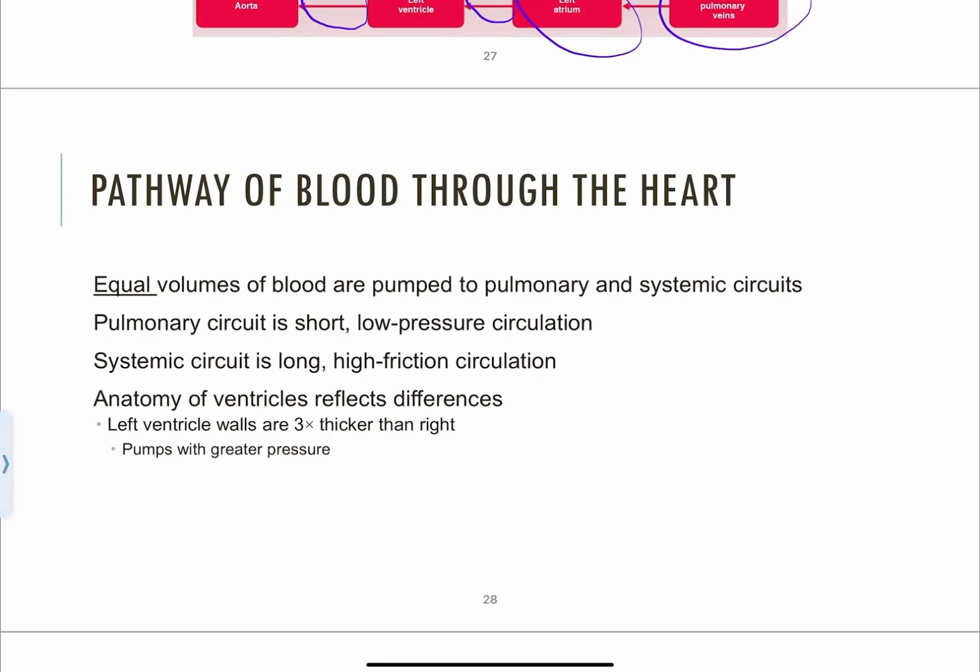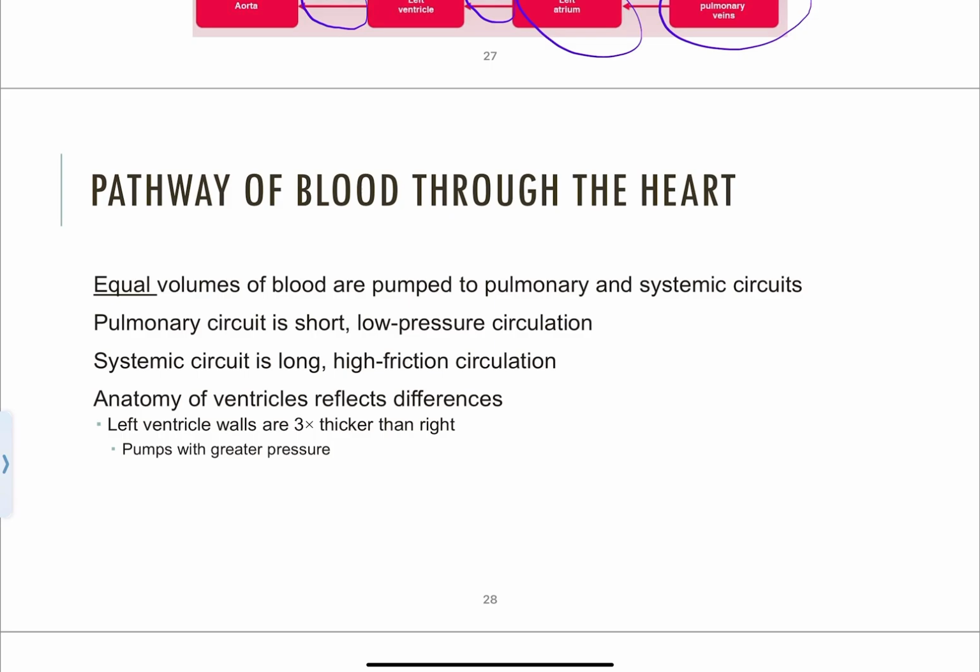Also, when we're talking about the 2 different circuits, the pulmonary circuit is much shorter, so we don't need to have as much pressure in order to propel the blood through that circuit. So it's a low pressure circulation. Our systemic, however, is much longer and larger, so we do need to have a lot more pressure going through because it's so much longer.